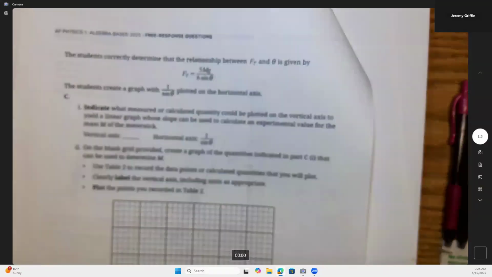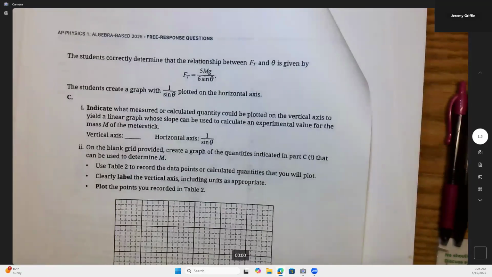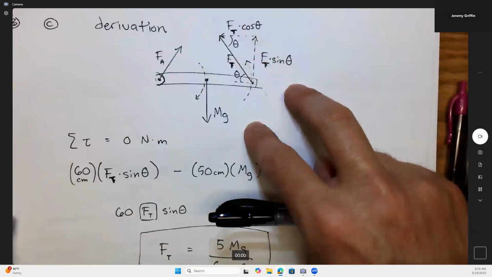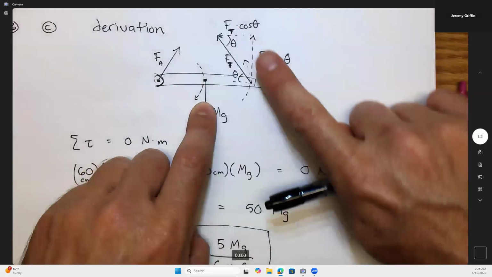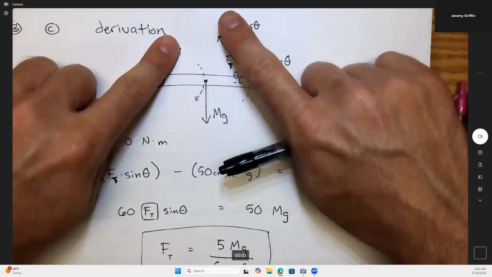Now I wanted to derive that myself just so I could be sure that I knew exactly what I was looking at. So now my picture's not exactly to scale, but it would be something kind of like this: the weight of the bar is trying to pull down, the string tension is pulling up to the left, and there's another force here up to the right.